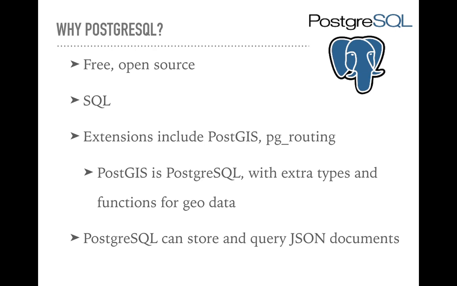So why am I talking about Postgres specifically? It's free, it's open source, and uses SQL for queries. PostGIS is an extension to Postgres. In other words, PostGIS is Postgres with additional types and functions for geodata. If you're really involved in mapping, there's also an extension, pgRouting, which helps you get directions from point A to point B using custom parameters and limitations. And if you're interested in document-based databases like MongoDB, Postgres can also store and query JSON documents using the JSONB type.